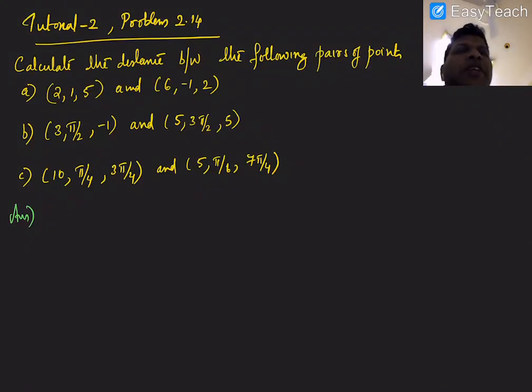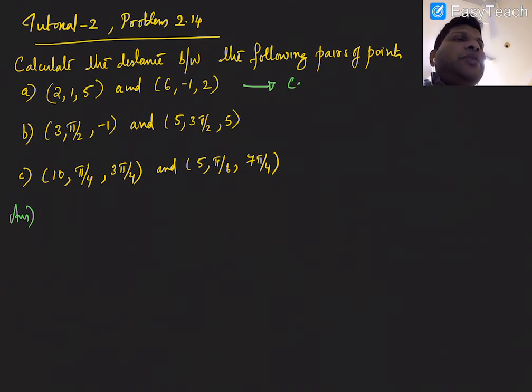So we will see the next problem, tutorial 2, problem number 2.14. Calculate the distance between the following pairs of points. The first part is to find the distance between these two points, (2, 1, 5) and (6, -1, 2). First of all, we have to identify in which coordinate system it is represented.